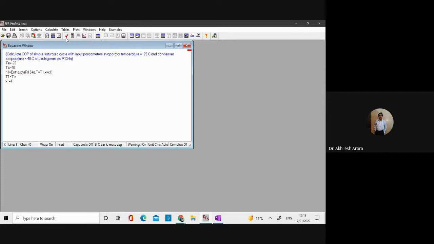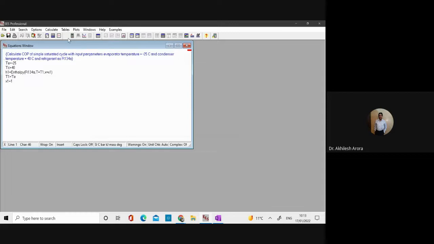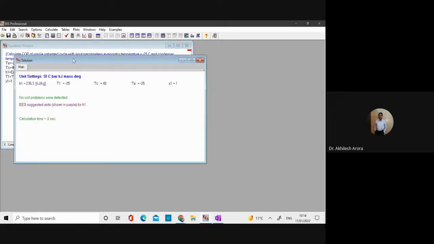So once again I will click here. Now what do you find here? You find 5 equations, 5 variables, no syntax errors are detected. Compilation time 0.0. Okay. So here I was clicking check equations. You can see it here, check equations, a tick mark sign. To the right of it, we have the solve icon actually. So I have clicked it here.